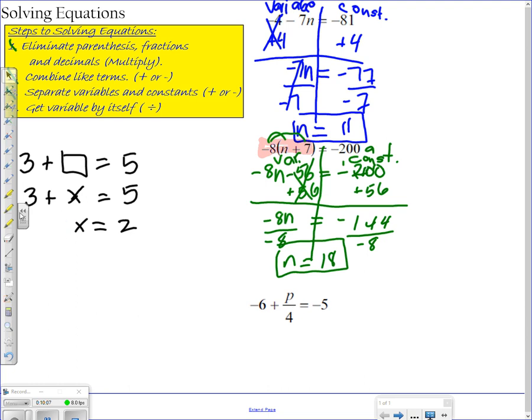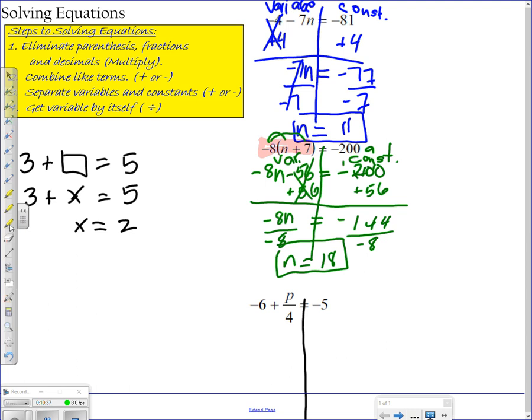Now it has a fraction. So those steps that I showed you, begin by putting a line where the equal sign is. And the reason why I do that is because this is the left side and this is the right side. That's where one side begins and the other ends. Okay? So step number 1, eliminate parentheses, fractions, or decimals. Do you see any?